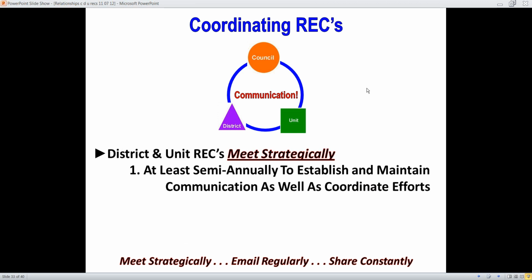And let's look for a moment at the district and unit RECs, and their meeting strategically. I'm suggesting, and this is again just a suggestion, remember it said a plan, at least every six months to establish and maintain communication as well as coordinate efforts. This is up to you as to how that is to happen, but there are just times when meeting face-to-face is a really good idea. And just like other meetings in Scouts, not everybody will be there, but the ones that are can share and brainstorm and encourage one another and strengthen the whole idea of religious emblems promotion and achievement.